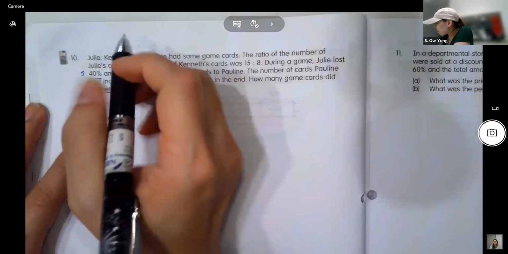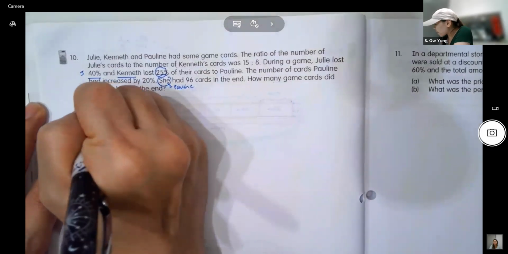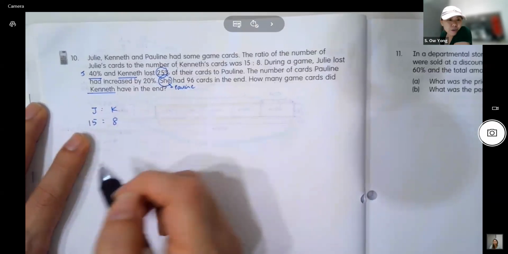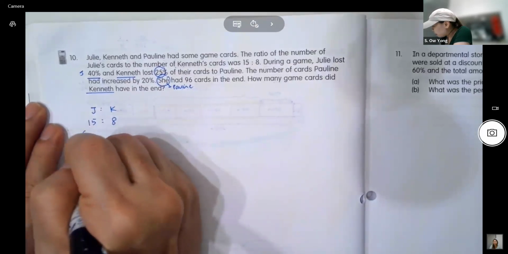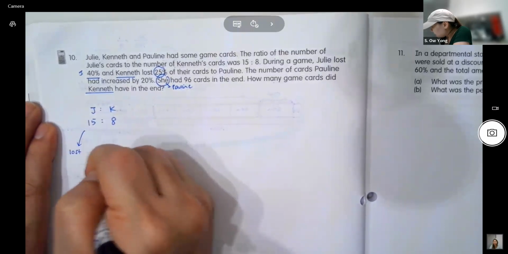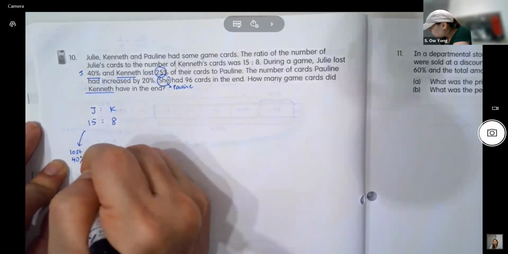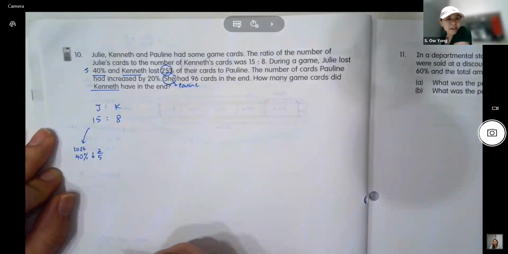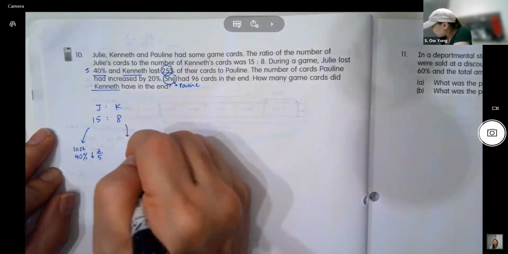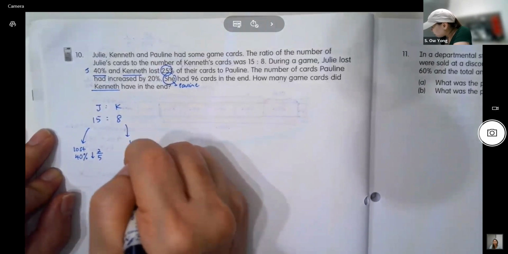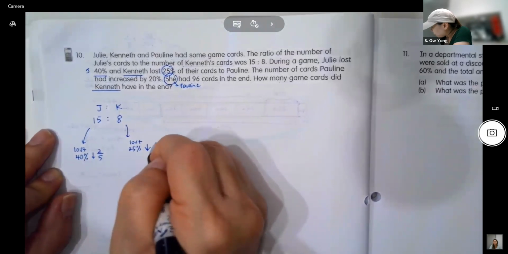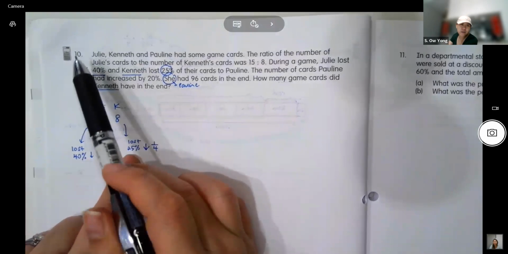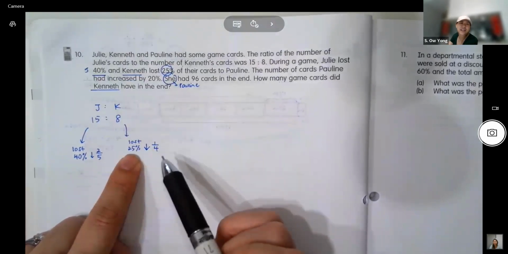So by drawing for you to see, you have Julie, Kenneth. They have 15:8. This is the ratio. So during the game, this one lost 40%, meaning decreased by 2 out of 5. Kenneth also lost 25%. That means decreased by 1/4. Okay, how I get the 1/4? I punch in 25% to the calculator. 25 out of 100 is 1/4.